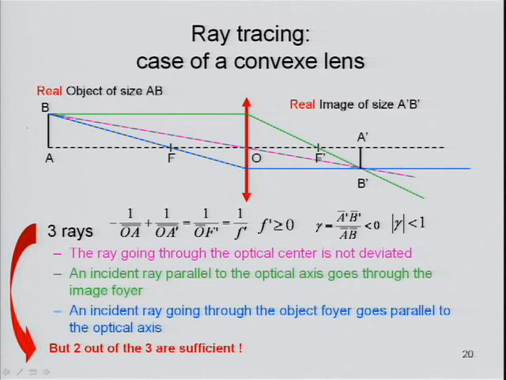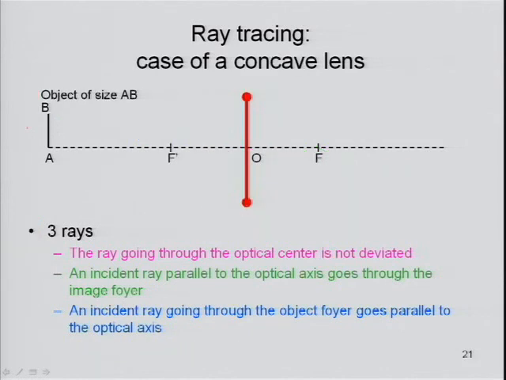And 2 out of the 3 rays were sufficient. In the case of a concave lens, same thing, 3 rays, the same rays. The only difference is now that the image focal plane is on the, I'm sorry, okay.